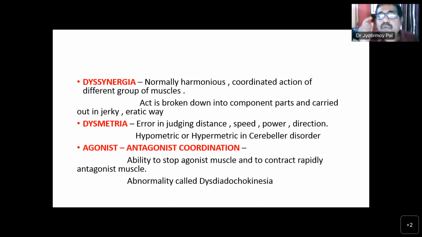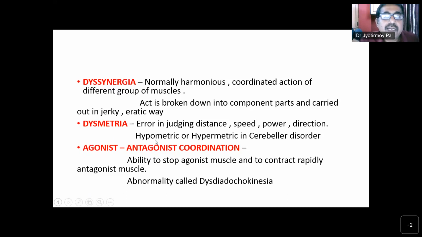Suppose I told you, touch your nose. A normal person can touch the nose appropriately. But if I cannot, and my finger stops before the nose or crosses the nose, that is called hypometria or hypermetria. That is common in cerebellar disorder. That means I cannot judge the appropriate point that I am asked to reach.